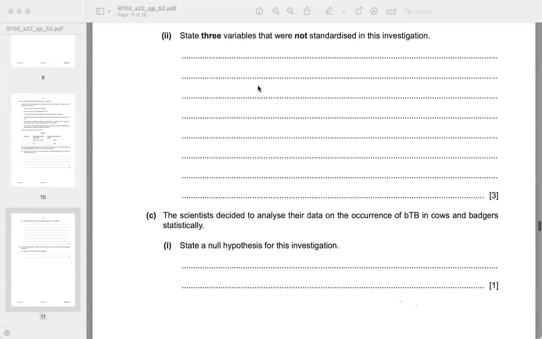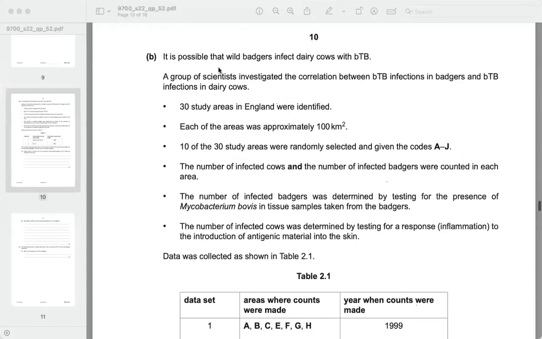So as I said, when you're answering this type of question, make sure you go back to your data. It says 30 study areas in England were identified. So obviously the number of study areas was standardized, so there's no problem here. Each of the areas was approximately 100 kilometers square. So this is also standardized. 10 out of 30 study areas were randomly selected. Okay, this is also fine, they are doing random selections, so there's no problem.